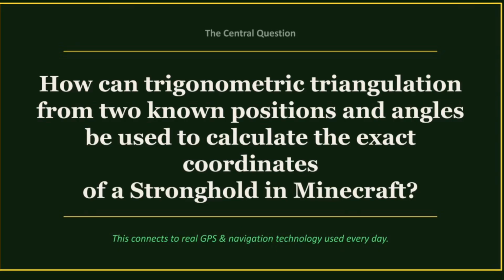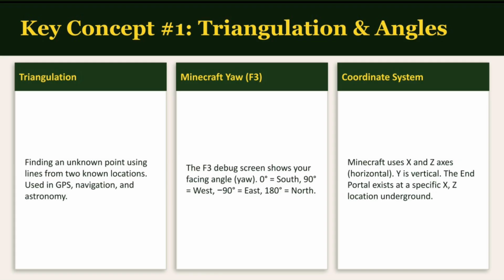The central question: how can trigonometric triangulation from two known positions and angles be used to calculate the exact coordinates of a stronghold in Minecraft? Key concept number 1: triangulation and angles. Triangulation is finding an unknown point using lines from two known locations. This is used in GPS navigation and in astronomy.